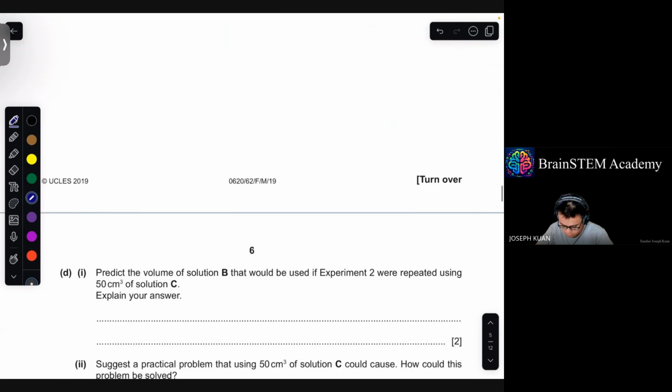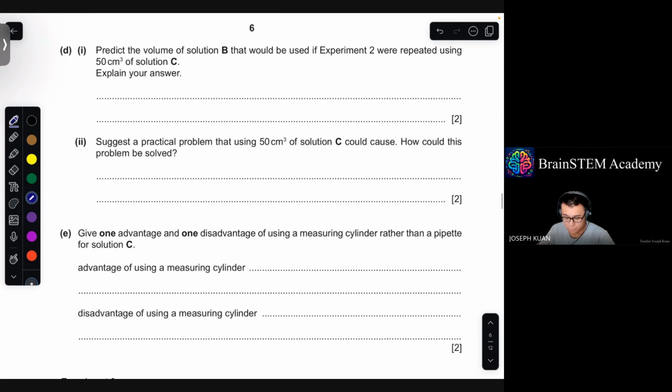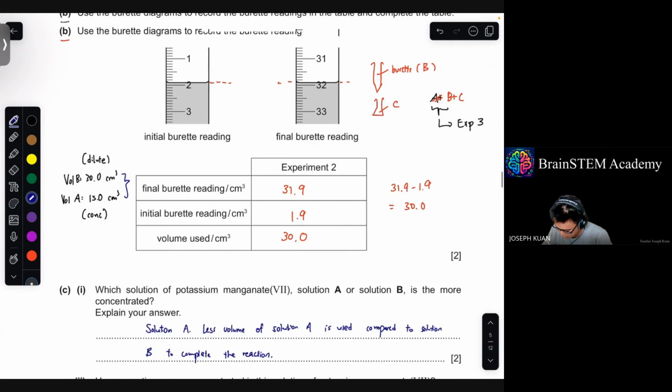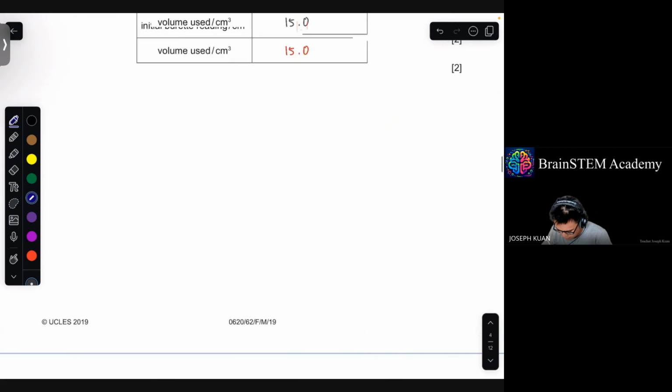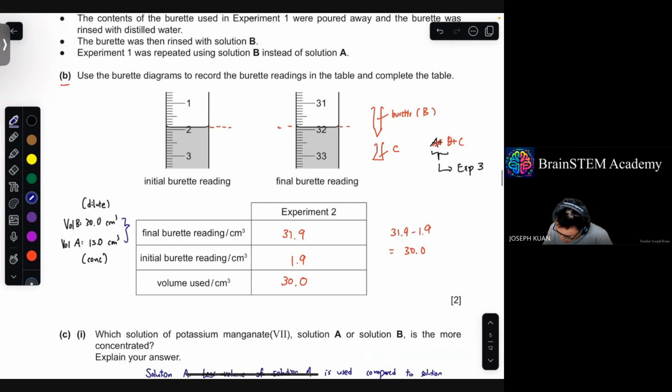All right, moving on to D1. Predict the volume of solution B that would be used if experiment 2 were repeated using 50 cm³ of solution C. So just now what we discussed regarding the experiment is, for C, so far you're using 25 cm³.